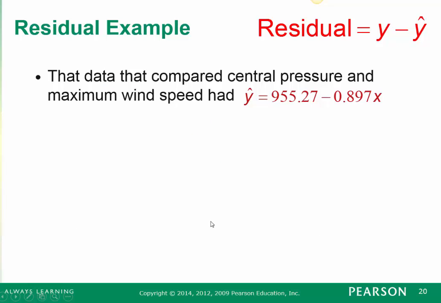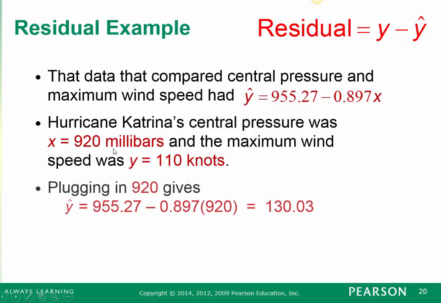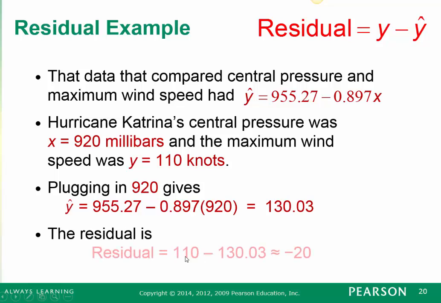So for the data that can be compared, here's one on the maximum wind speed that we looked at before, on the central pressure and the maximum wind speed. Hurricane Katrina's central pressure was 920 millibars, the maximum wind speed was 110 knots. So let's go ahead and do a prediction. We're going to take the 920, substitute it into our equation, and we would have predicted a wind speed of 130.03. So what's the residual? The actual, the 110 minus that, so it's about negative 20. So this model here was overestimating.